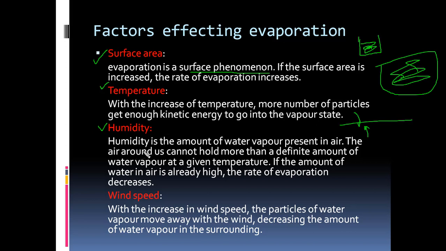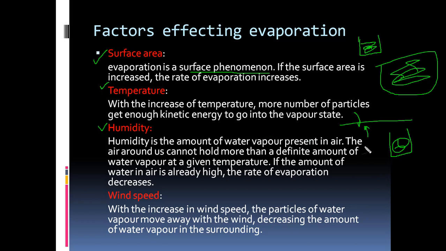Third one is humidity. Humidity is the amount of water vapor present in air. So what is the amount of water vapor present in the air? That is called humidity. Now you might have seen that if you keep cold water or ice in a glass, after a certain time, on the outer periphery, on the boundary of the glass from the outside, small water droplets get deposited. So where is this water droplet coming from? It is coming from the atmosphere. It is coming from the air. So we can say that air is having some water vapor.